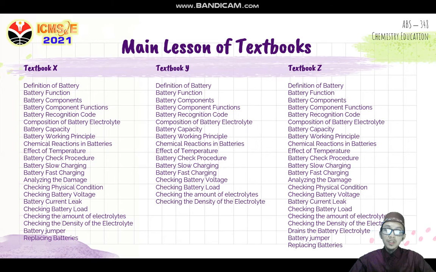The result of analysis of subject matter or main lesson in textbooks is presented in this table. You can see that the 3 textbooks have differences in the number of main lessons. The textbook that contains the most main subjects is textbook Z with 23 main lessons. Then textbook X with 22 main subjects or main lessons, and at least textbook Y with 17 main lessons.